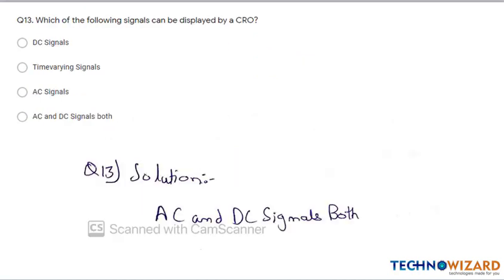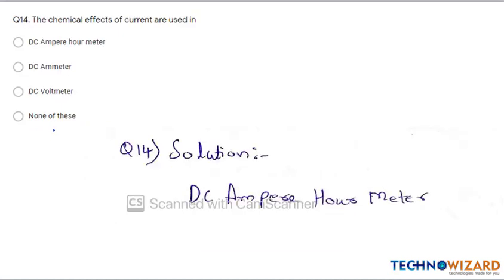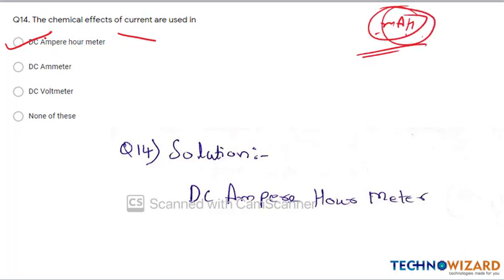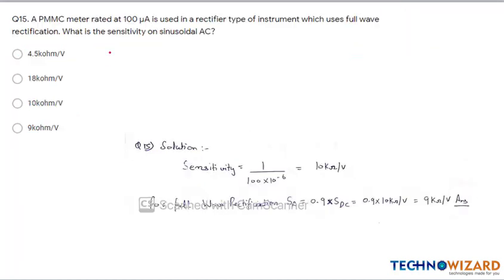Question number 13. Which of the following signals can be displayed by a CRO? CRO can display both AC as well as DC signals. Therefore option D is the correct answer. Next, the chemical effects of current can only be seen in a battery, that is a DC ampere hour meter. How can you say DC ampere hour meter? You have seen that your mobile phone battery always comes in mAh. What is mAh? Milliampere hour. Therefore, the chemical effect of current can only be seen in a DC ampere hour meter.